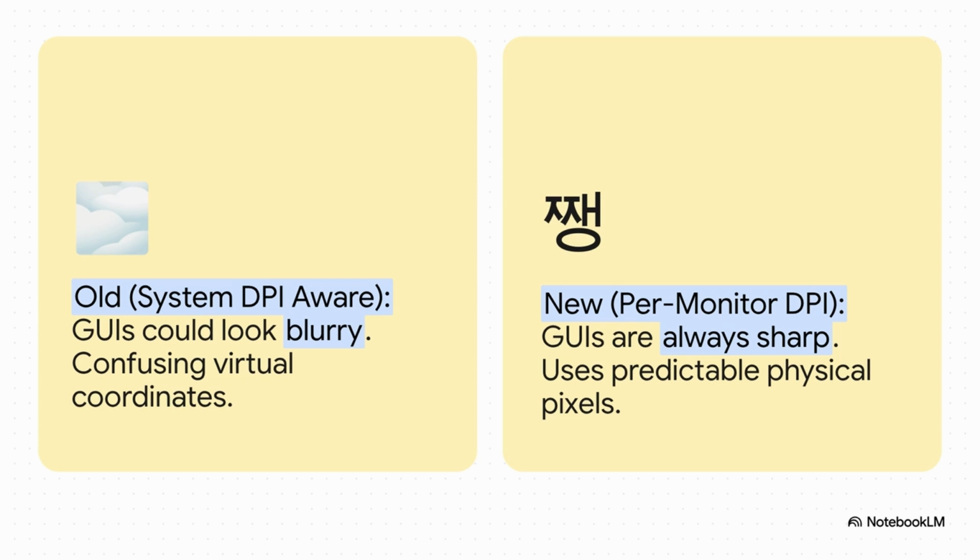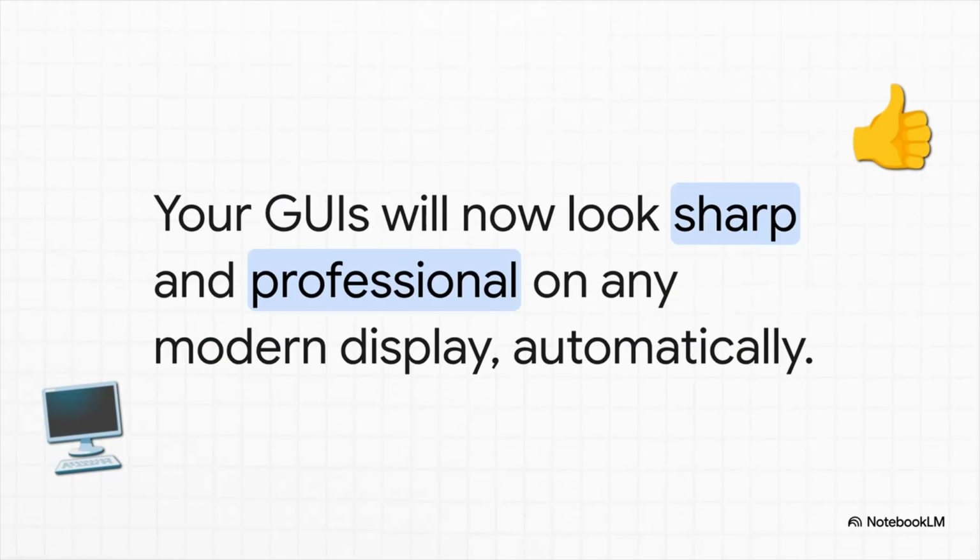And as a bonus, the coordinate system now works with actual physical pixels, so placing controls is way more predictable and logical again. And here's the best part. You don't have to do a thing. This isn't some new feature you have to code for. It's just the new, smarter default behavior. Your scripts will just look professional on modern hardware, right out of the box. For anyone who builds GUIs, this is a massive quality of life upgrade.